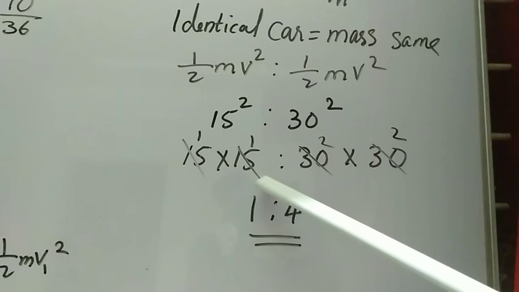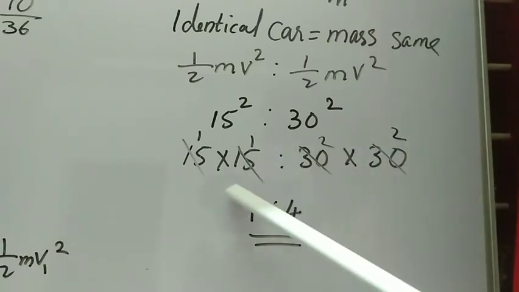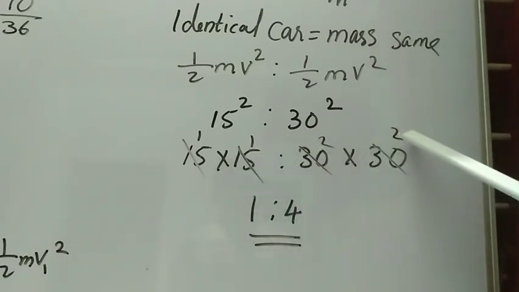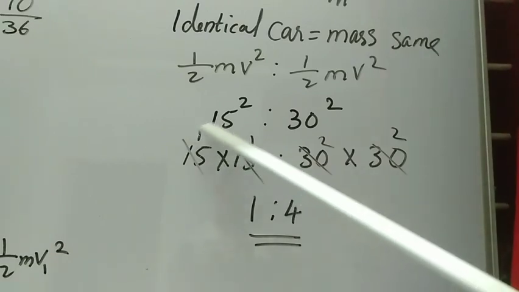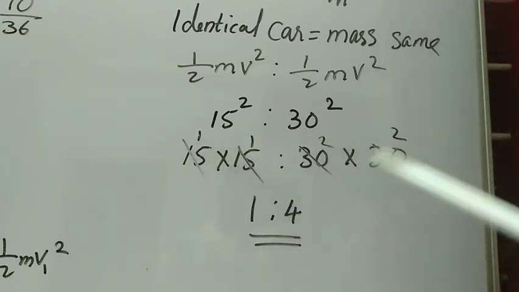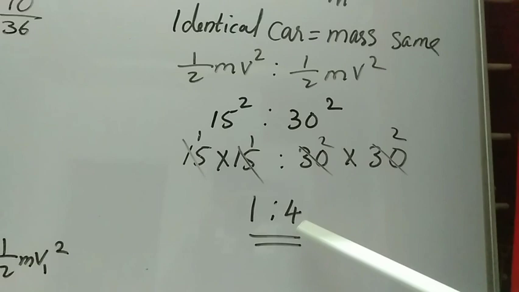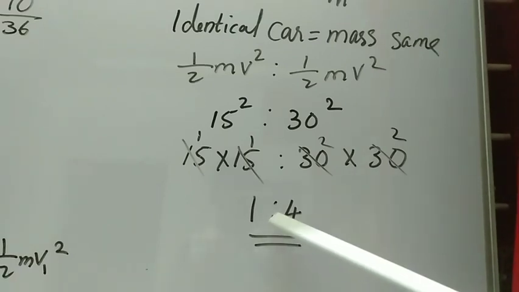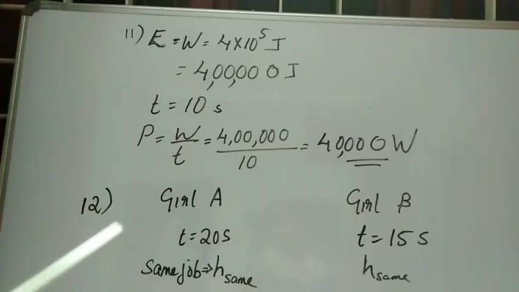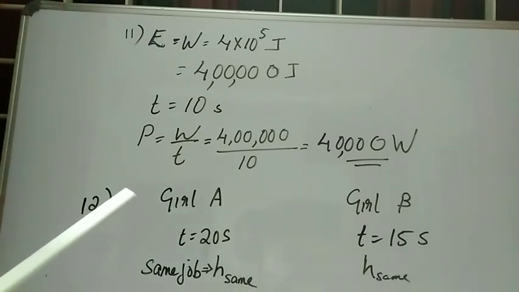Again the same cancellation with the second number. 15 ones are 15, 15 twos are 30. So what is remaining? 1 into 1, 1. 2 into 2, 4. So the ratio of their kinetic energy is 1:4.